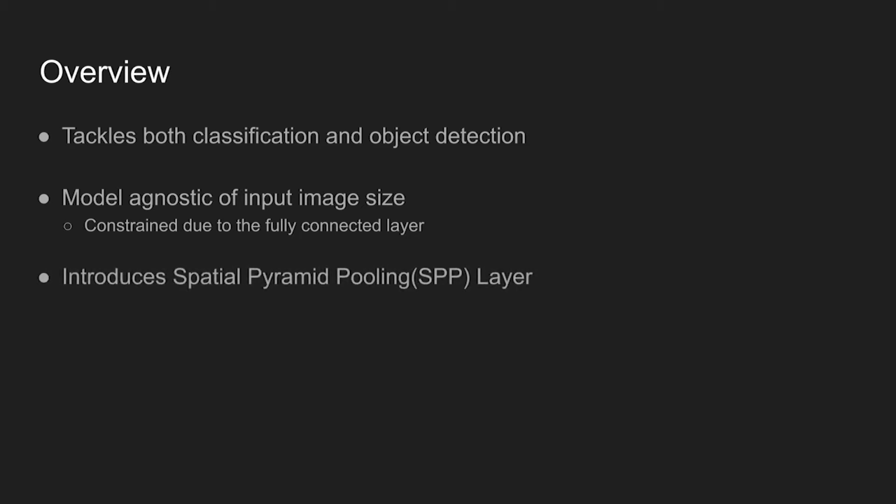The authors overcome this problem by introducing a new layer called spatial pyramid pooling. The proposed method is faster compared to the RCNN object detector, where the cropping and warping operation is performed at the image level.